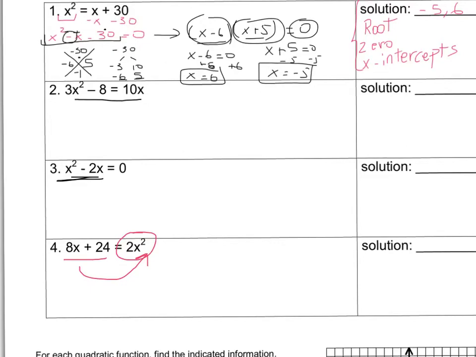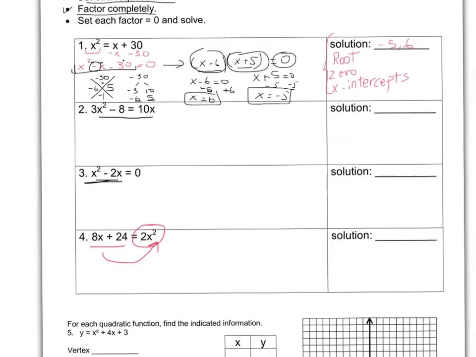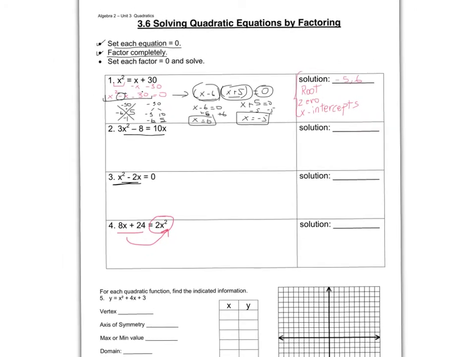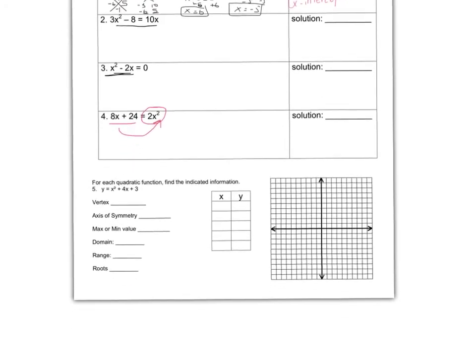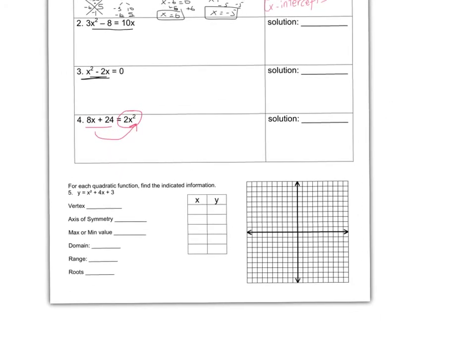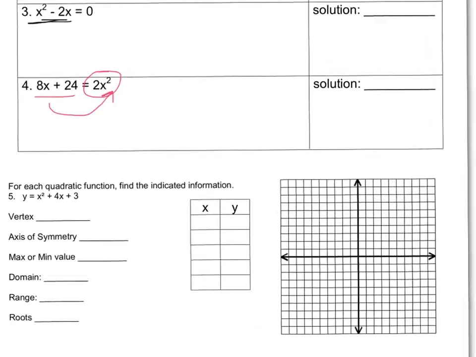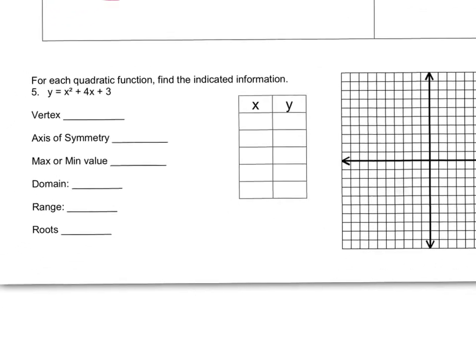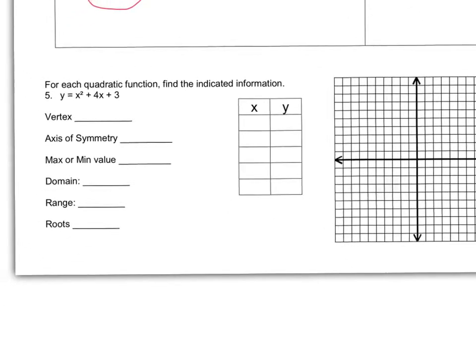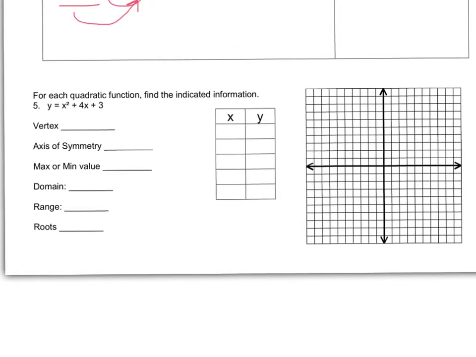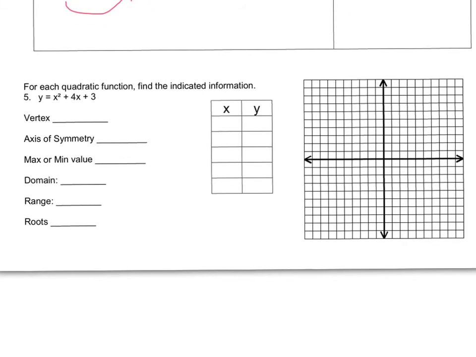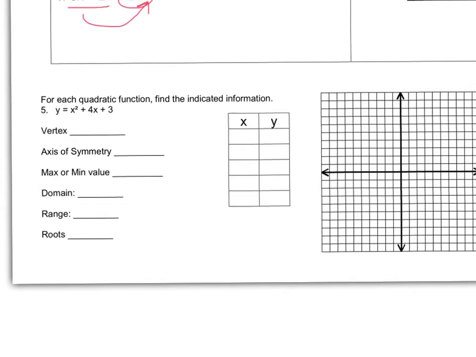So this is how you would do solving quadratic equations by factoring. Now if you move on to number 5, number 5 is basically 3.1. It's a review of 3.1 and 3.2. It has nothing to do with solving an equation, or maybe it has to do vaguely with it, but let's look at the vertex for something like this.